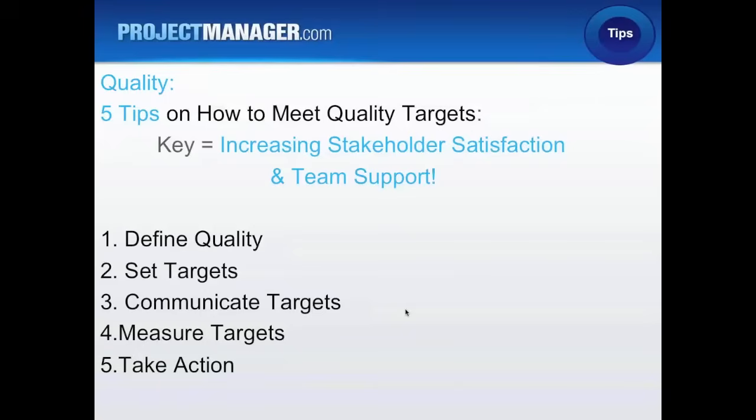So depending upon where you are, we feel like quality still is one of the things to be tracked in a project. And we find 5 tips on how to meet quality targets. One of the keys on this one is increasing stakeholder satisfaction and team support. It's amazing how this one really can gain kudos for not only the project manager, but the project and the whole team. So the idea is these 5 tips: the first is defining quality.